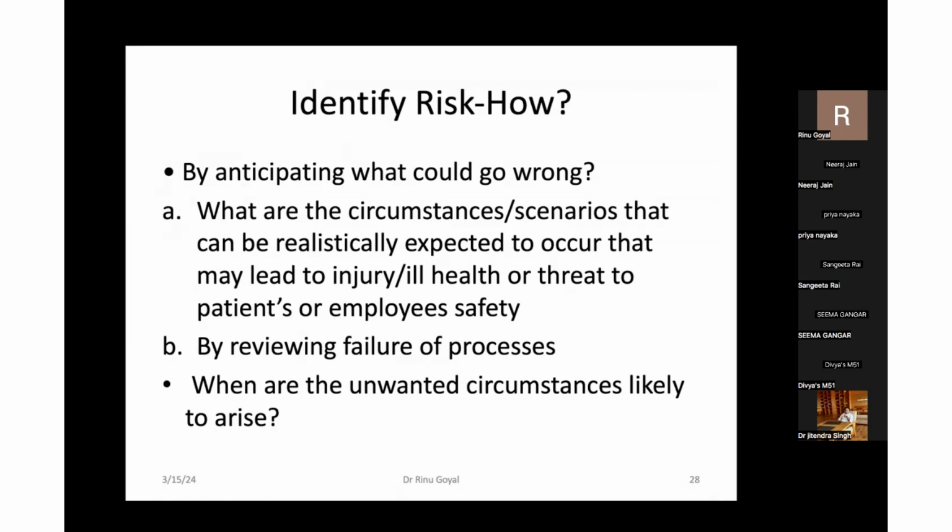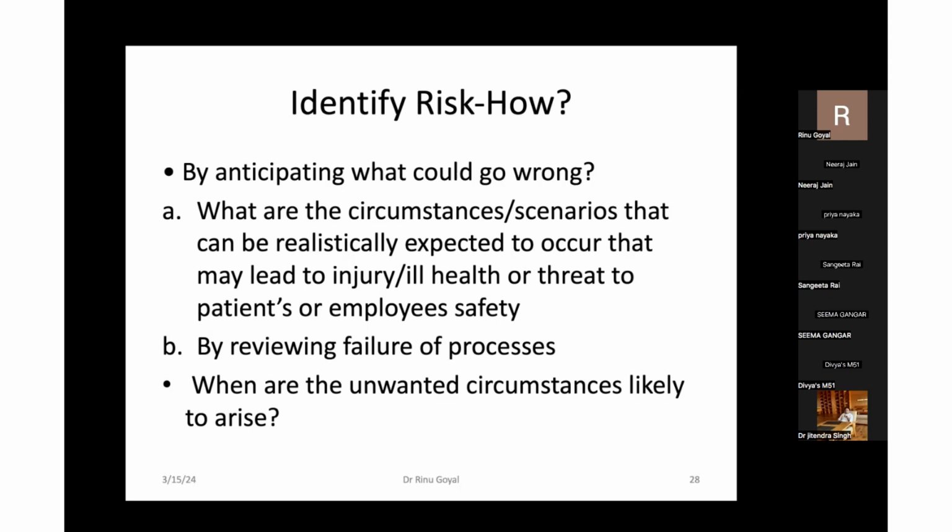It is a whole brainstorming activity among the team, the team leaders, the frontliners, because these people are the main users of the activity. If a phlebotomist is involved in the sample collection activity, the ideas which this phlebotomist can give you, the lab director cannot give you. What can go wrong? Because they are the first handlers. So it is identified by anticipating what can go wrong. What are the circumstances or scenarios that can realistically be expected to occur that may lead to injury or ill health or threat to patient or employee safety?